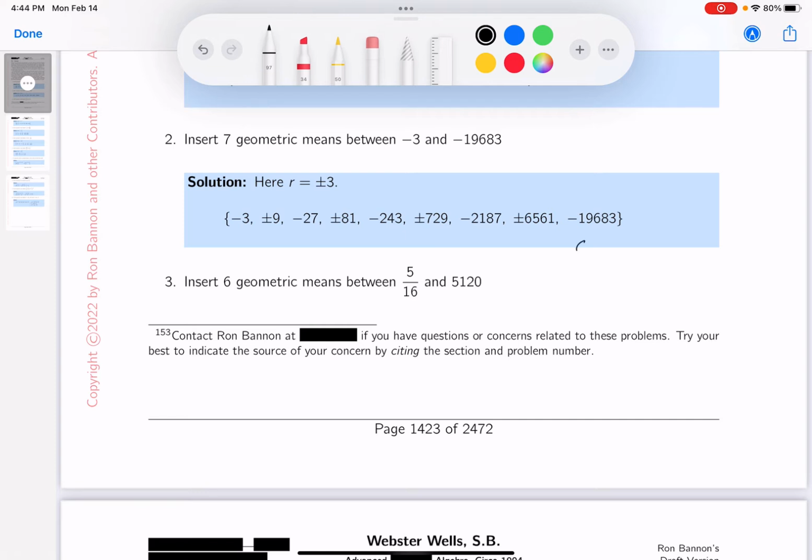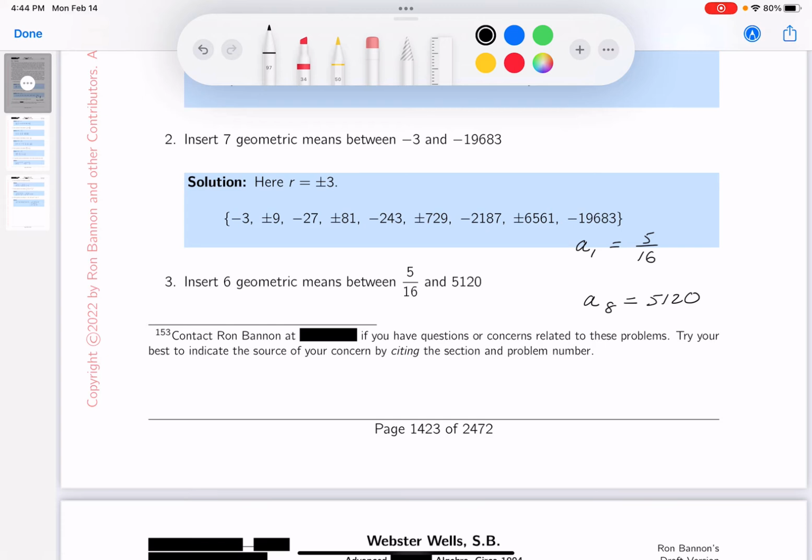I'm going to say A1 is 5/16. And then, if I'm going to insert 6, that would be A8 then. I'll put this over here. And that's going to be 5120. All right? They look like nasty numbers, but I think I can write down simple equations to get the R, and then I'll talk about how to generate the other terms.